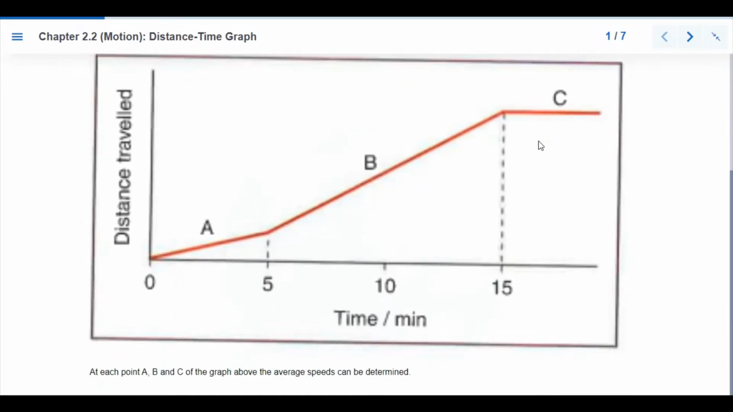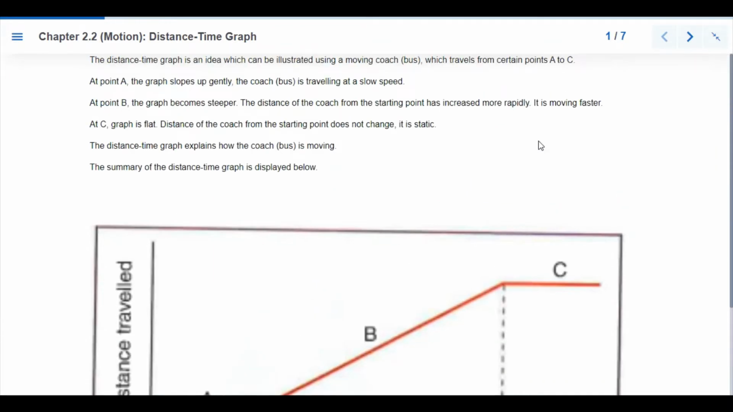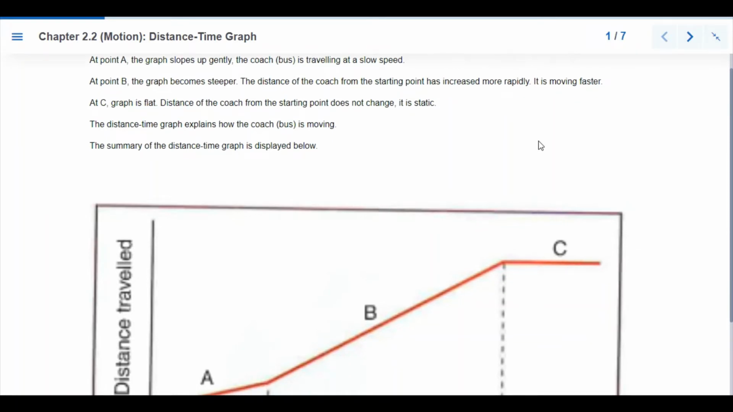From the graph below that you can observe, at point A, the graph slopes up gently. The bus is traveling at a low speed. At point B, the graph becomes steeper. The distance of the coach from the starting point has increased more rapidly. It is moving faster. At C, the graph is flat. The distance of the coach from the starting point does not change. It is static.